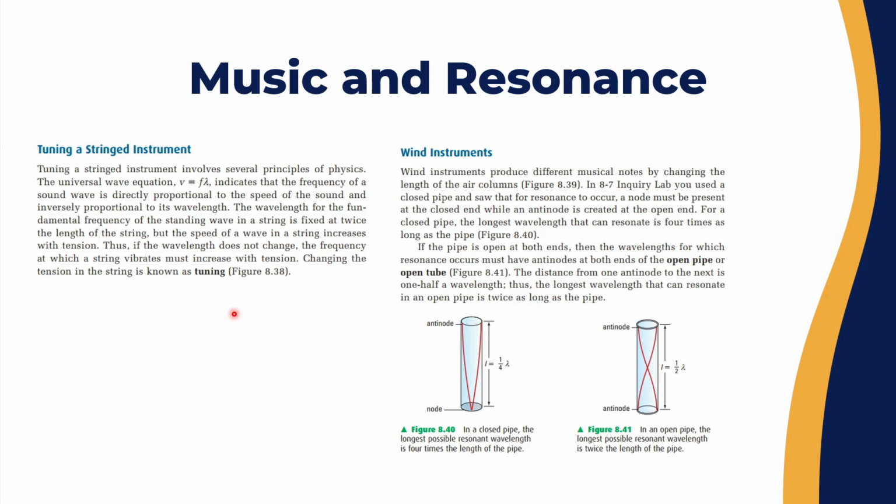The distance from one antinode to the next is 1/2 the wavelength, which means the longest wavelength that can resonate in an open pipe is twice as long as the pipe. So the length of a wind instrument is important in producing the right notes and the right sound. So we can see here in a closed pipe, the longest possible resonant wavelength is 4 times the length of the pipe, L equals 1/4 lambda. And for the open pipe, the longest possible resonant wavelength is twice the length of the pipe. So L equals lambda over 2.